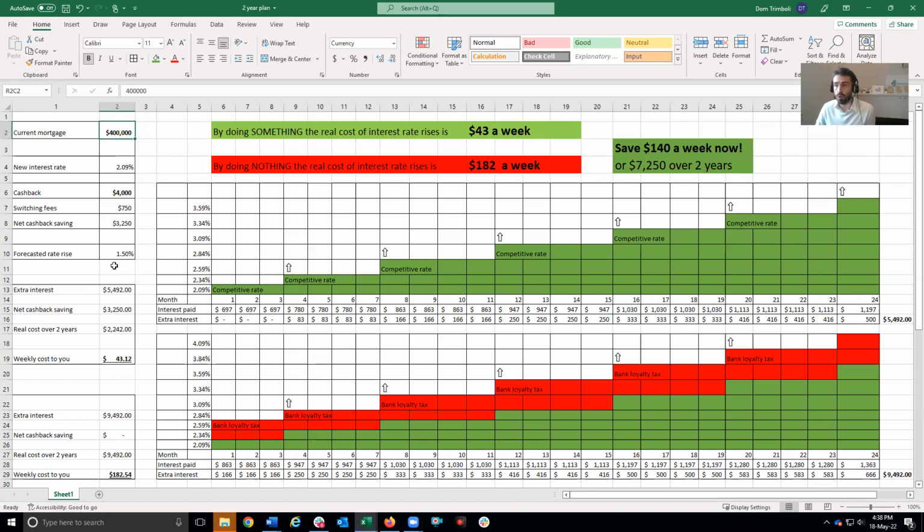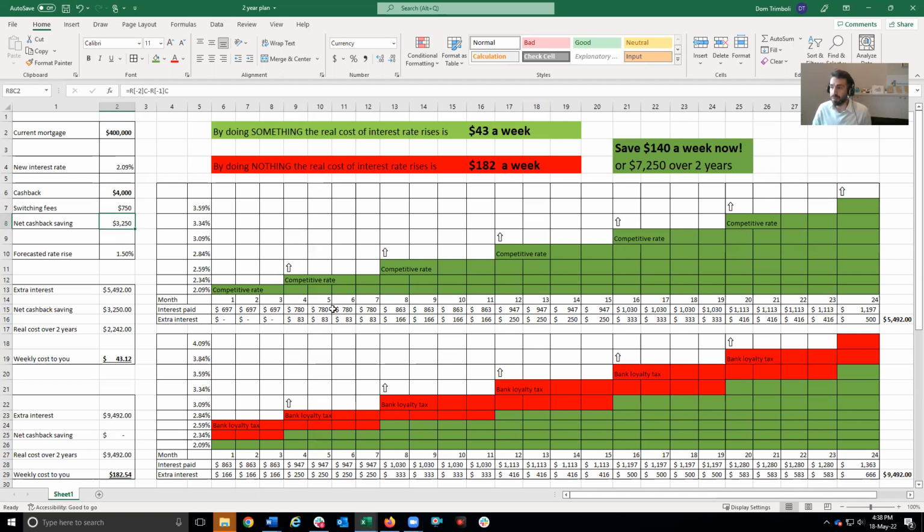So getting you on to one of the market's top deals at 2.09% with a $4,000 cashback, this opens the door to effectively putting yourself in the best position. Now, after we factor in the switching fees involved from the government and your current bank for discharging, it's effectively $3,250 you're up. So that's the $4,000 cashback from the bank minus total fees of refinancing, you're $3,250 up.